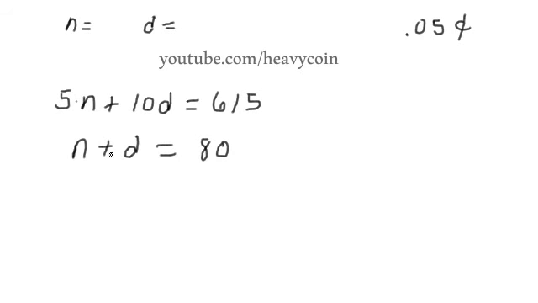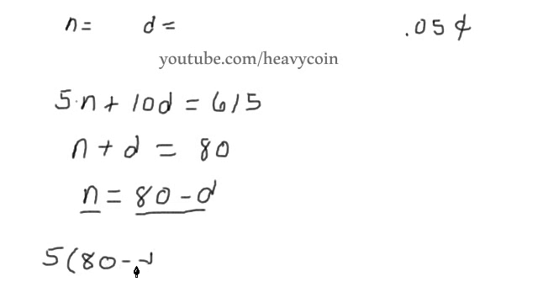I'm going to solve for n here. So n is equal to 80 minus d. I just take d over to the other side. It doesn't matter which one of these we work with. I'm just trying to find the easiest way. We could have solved for d if we wanted to, but let's do it the easiest way possible. So we know what n is, it's 80 minus d. I'm going to substitute n with 80 minus d, and so we're going to have 5 times 80 minus d plus 10d is equal to 615.